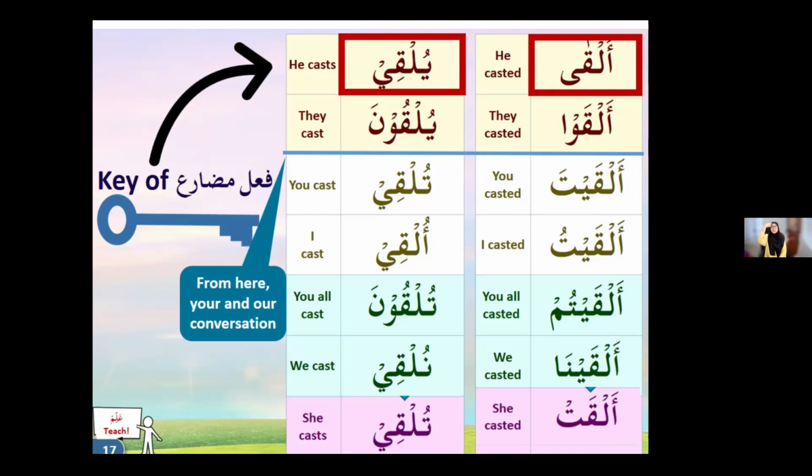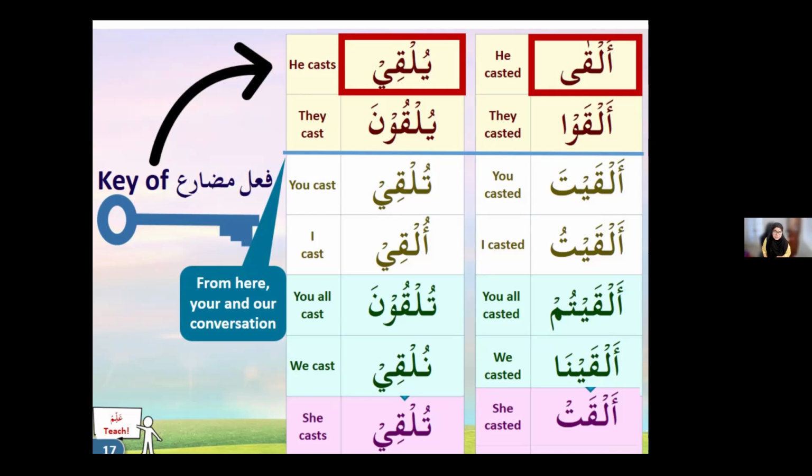ألقي, I cast. Then تلقون, you all cast. Then نلقي, we all cast. Again, he casts, يلقي. They all cast, يلقون. You cast, تلقي. I cast, ألقي. Then تلقون, you all cast. Then نلقي, we all cast. And then تلقي, she casts. Okay? Alhamdulillah.